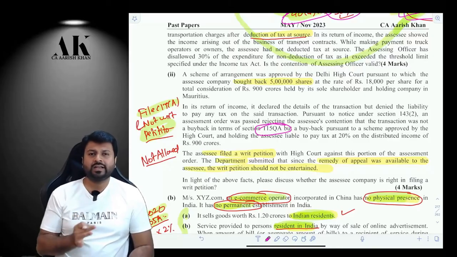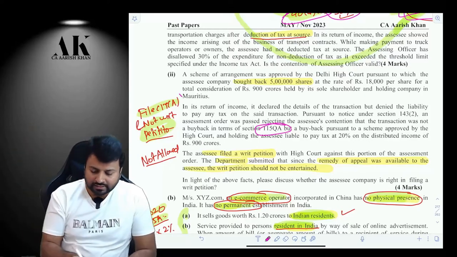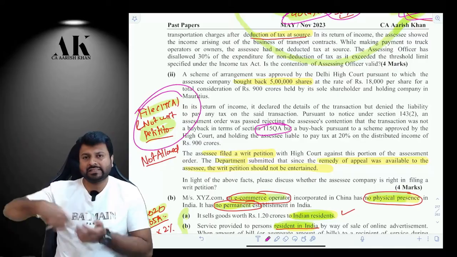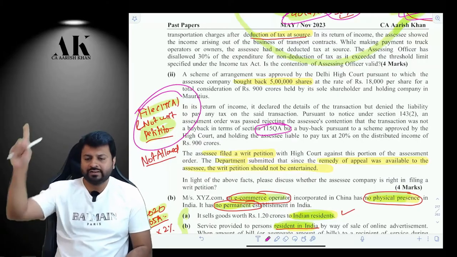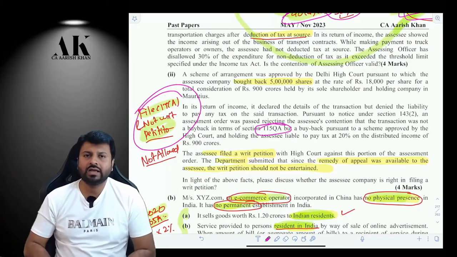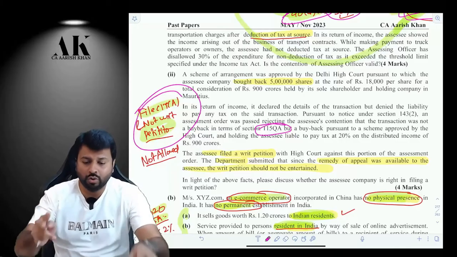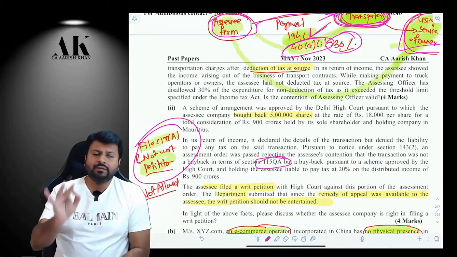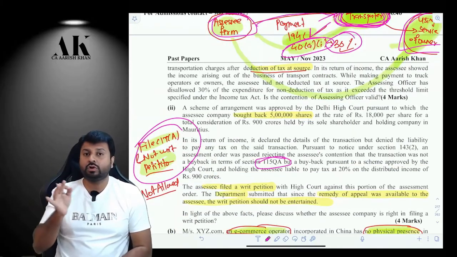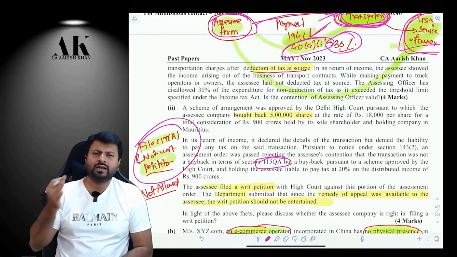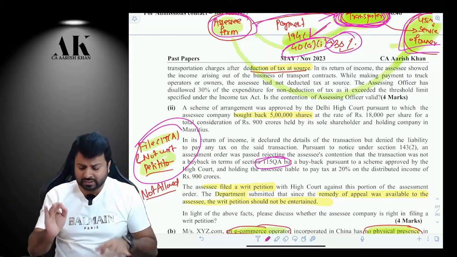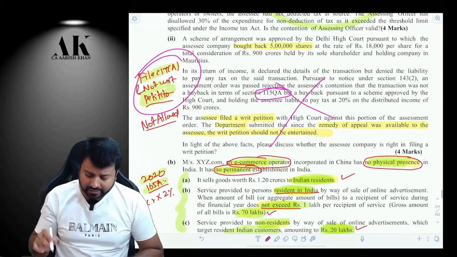So, the question is, the AO has passed an order and the SSE does not like the order. Can the SSE directly go to the High Court and file a writ petition? Can the SSE escape the route given under the income tax law and file a writ petition? And the answer is no, no, and no. Why? Because a writ petition is available if there is no remedy in the law. Now, if there is a remedy in the law to file an appeal to CIT appeal, why are you going for a writ petition? It is not allowed. Therefore, the contention of the SSE is wrong.